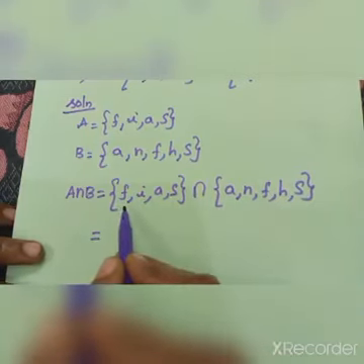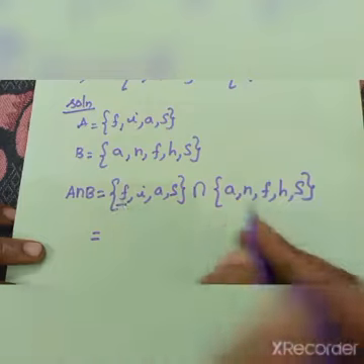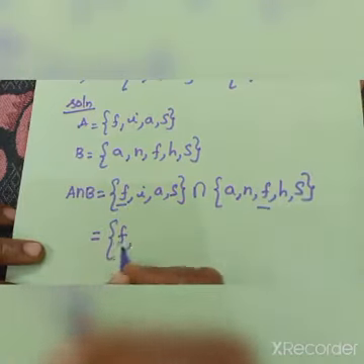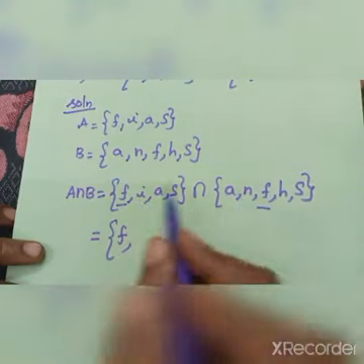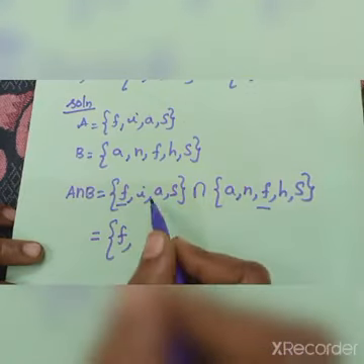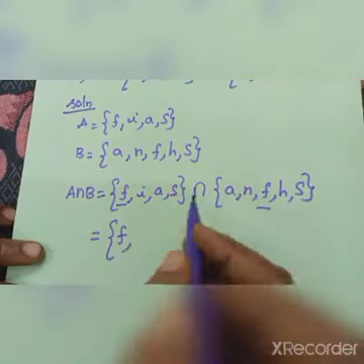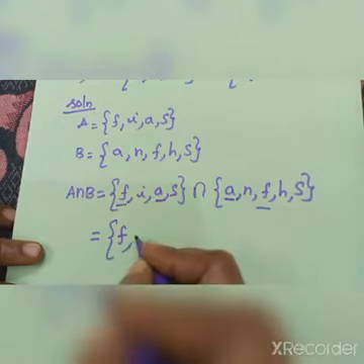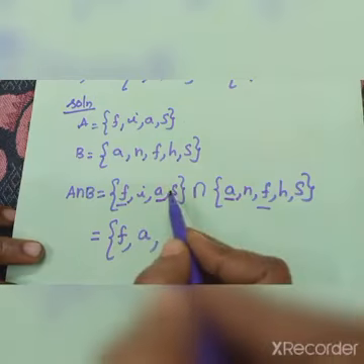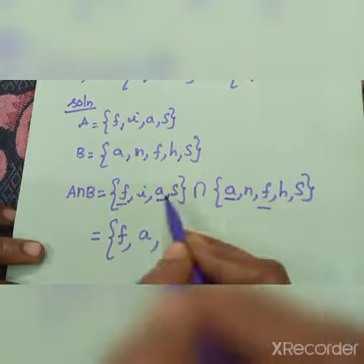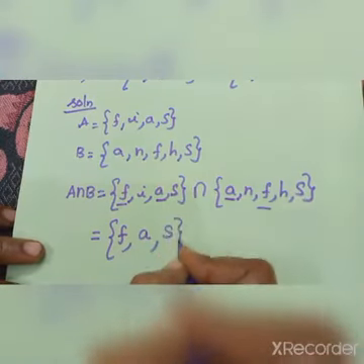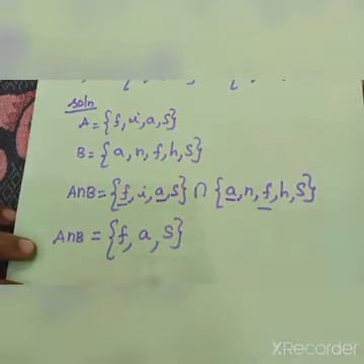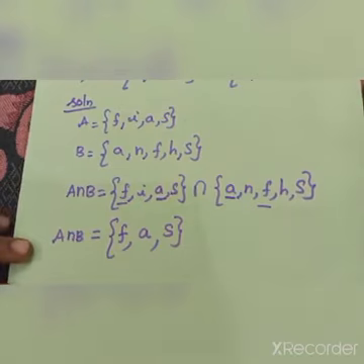Yes, isn't it? What are the common elements? F, is it? So we have to write F is the common element. Then, is there I in both sets? No. I is only in set A, so we cannot select that. Then next, A is there. Okay, A is in both sets, so we have to write A. Next, S also is there in both sets, so we have to write it. Okay. So A intersection B is equal to {F, A, S}.